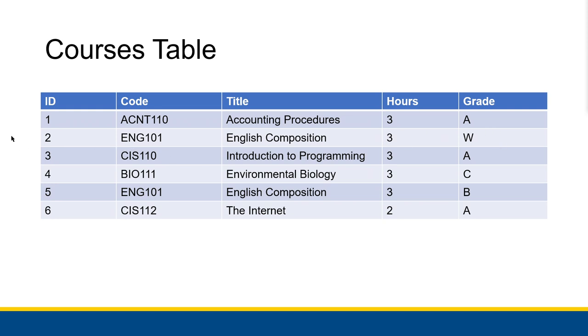So this course right here is the course English 101, with the code English 101, the title, English composition, all that kind of stuff. You could even say that this row right here is the row for English 101 in whatever semester they happened to take it first, versus the second time we see English 101 show up by ID 5 right here.